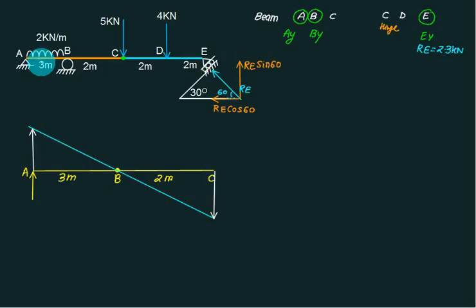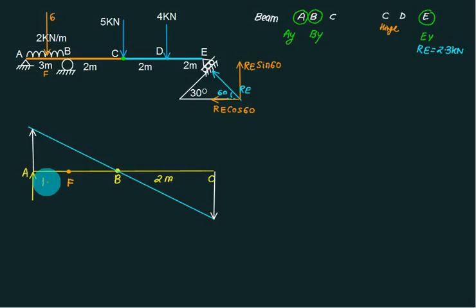But what about this one? It's a UDL. So we have to find one more load here for UDL. Where is this load? This is 6. I have to define one more point here, F. So this load is what? 6. Figure is corrected. I have to define one extra point, F.